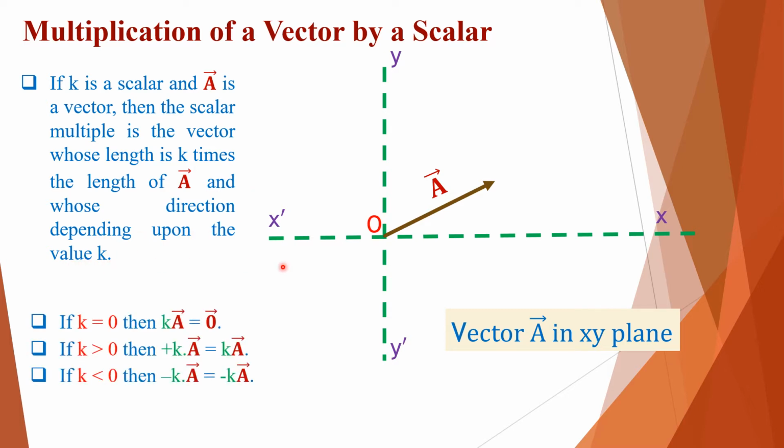If k is equal to 0, then after multiplication with vector A, we get the zero vector. If k is greater than 0, then after multiplication with vector A, we get k times vector A. If k is less than 0, then after multiplication with vector A, we get minus k times vector A. Let's understand it with the help of a few examples.